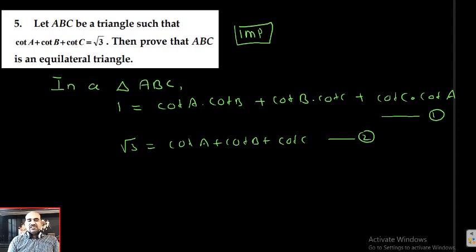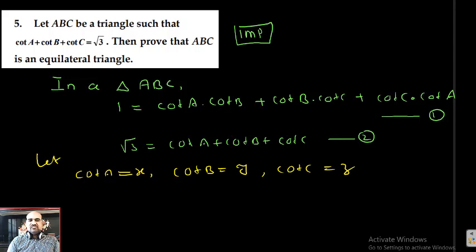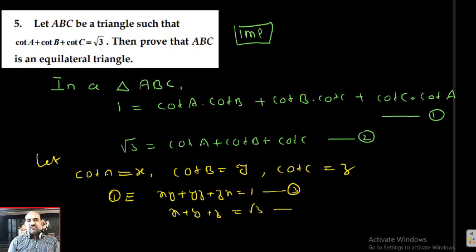For my convenience, let cot A be taken as x, cot B as y, and cot C as z. Then result 1 becomes xy plus yz plus zx equals 1. I can say this is result 3. Next, the second one says that x plus y plus z equals root 3. This is result number 4. By using 3 and 4, I want to prove that x equals y equals z.